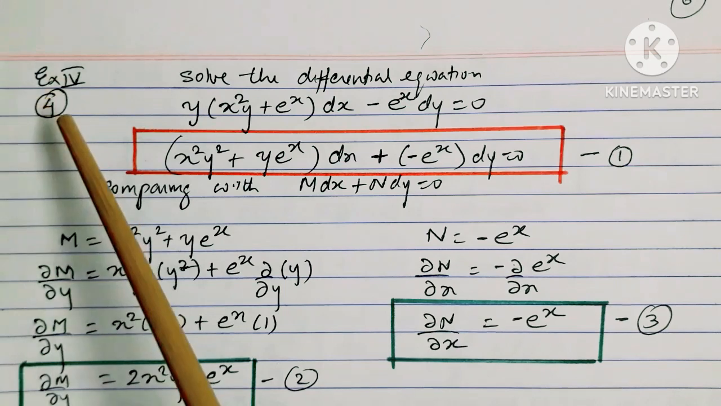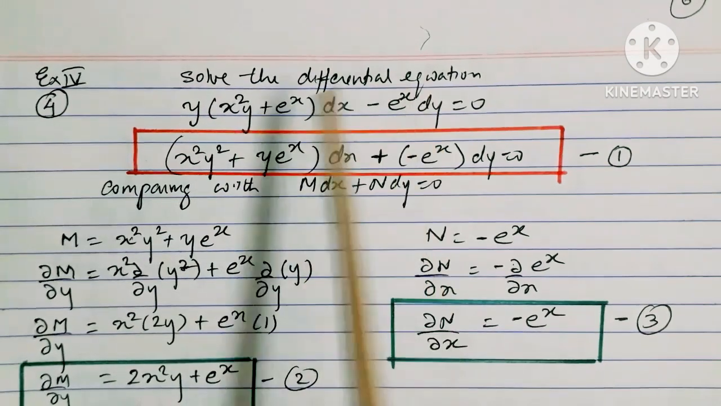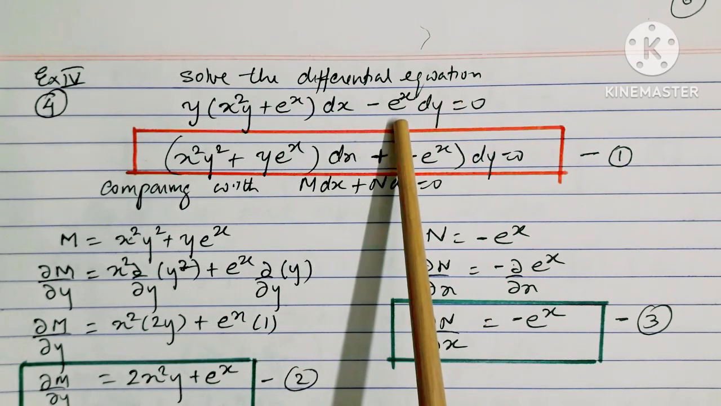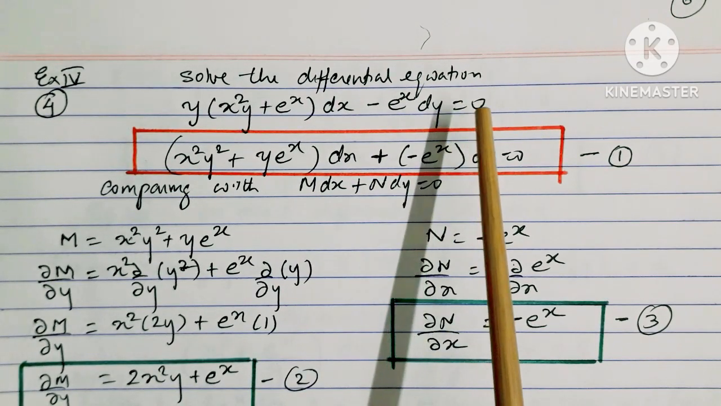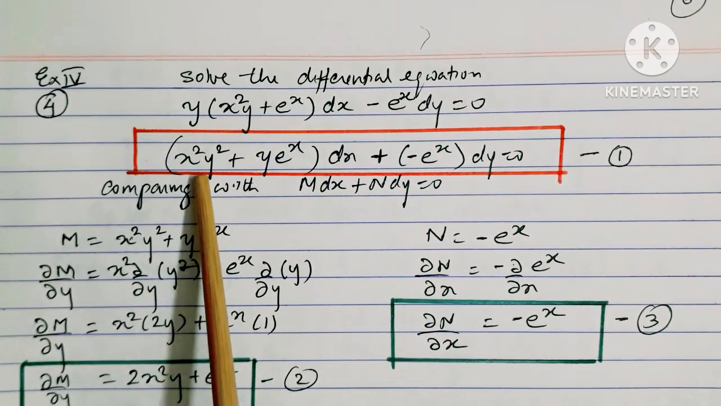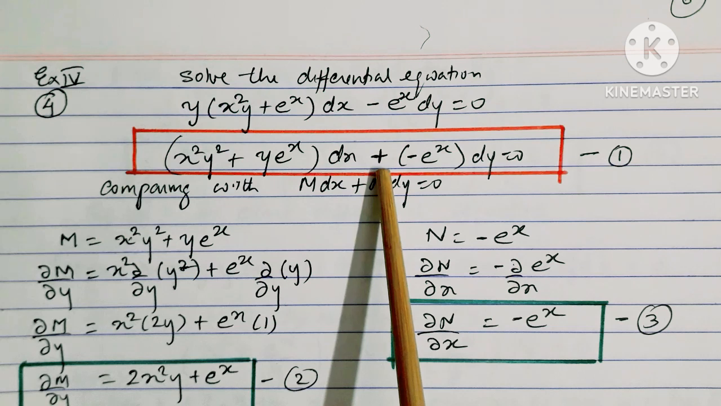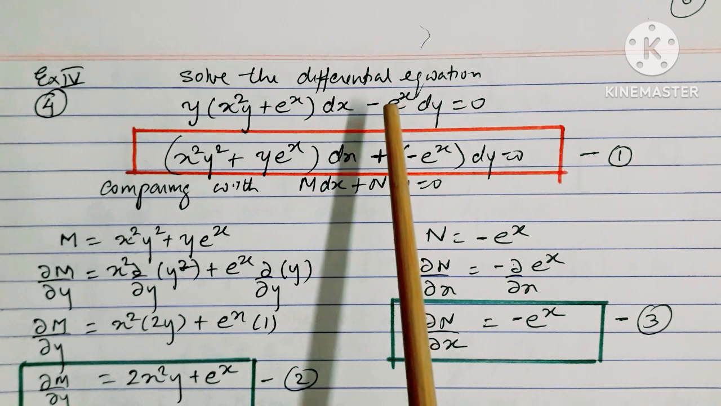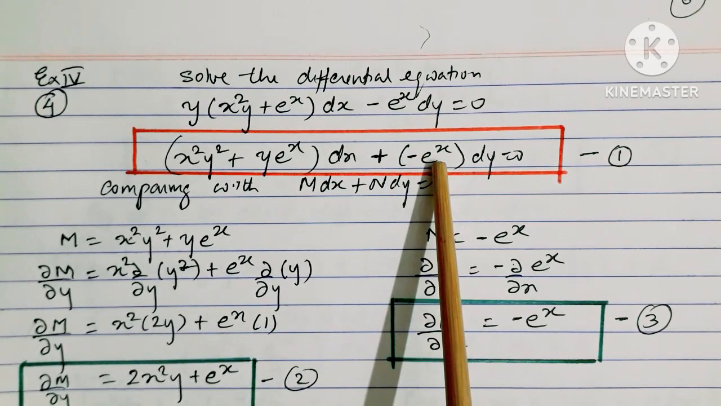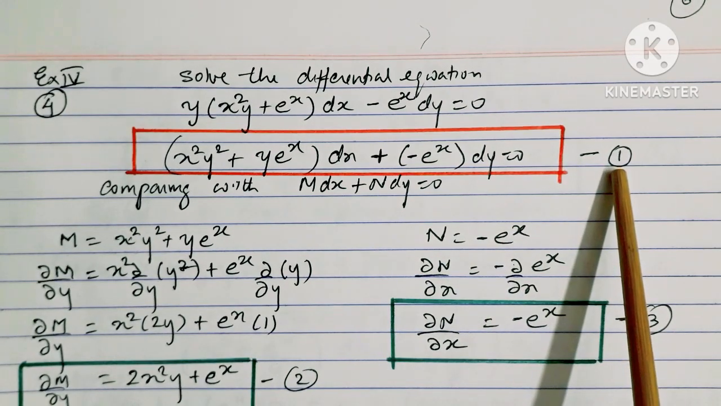In this video, we shall be solving sum number 4 from exercise 4. Solve the differential equation y(x²y + e^x) dx − e^x dy = 0. Now, we can rewrite this given differential equation as (x²y² + y e^x) dx, and here we can write this with a positive sign outside by writing the negative sign inside the bracket. So this would be plus (−e^x) dy = 0. And let us call this equation 1.